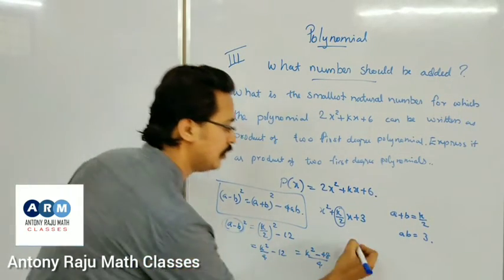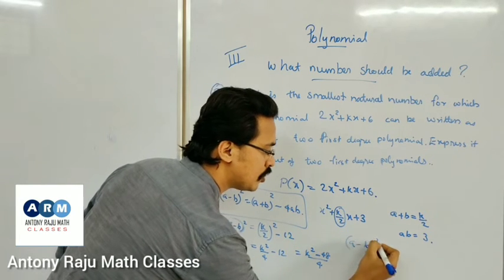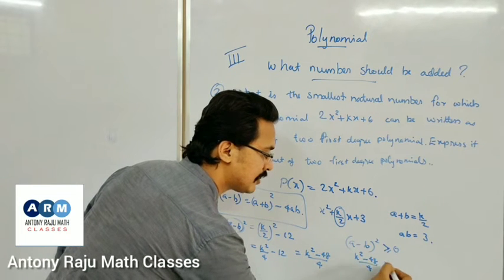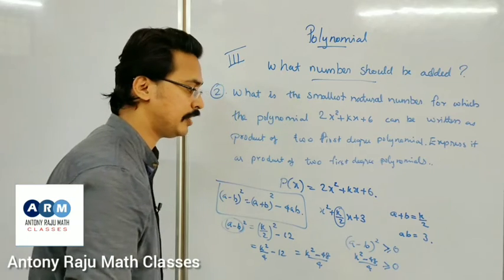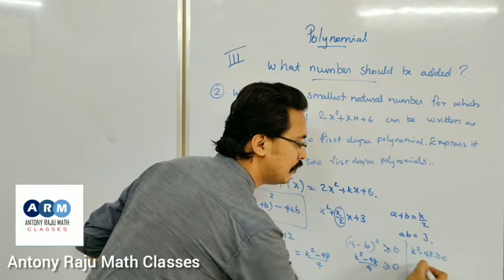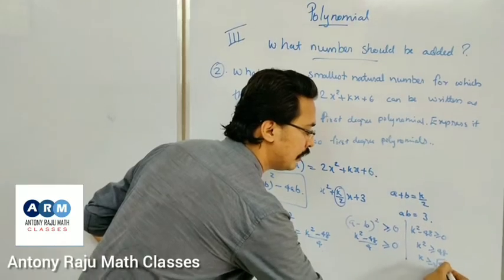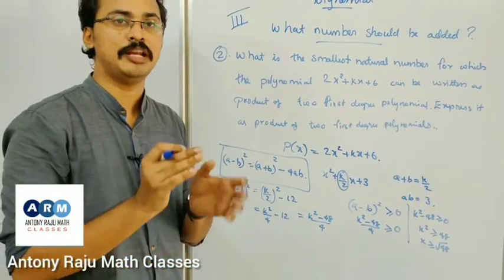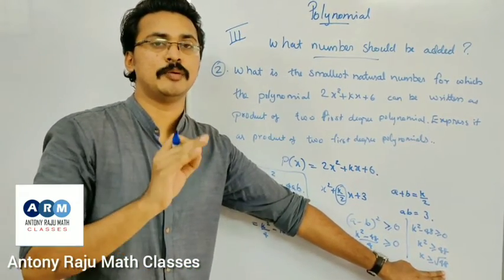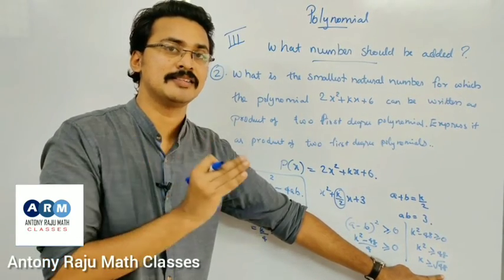A square is greater than or equal to 0. So a minus b whole square is greater than or equal to 0, that means k square minus 48 by 4 is greater than or equal to 0. So k square minus 48 is greater than or equal to 0, k square is greater than or equal to 48, and k is greater than or equal to root 48. Root 48 lies between 6 and 7, since 7 square is 49 and 6 square is 36.